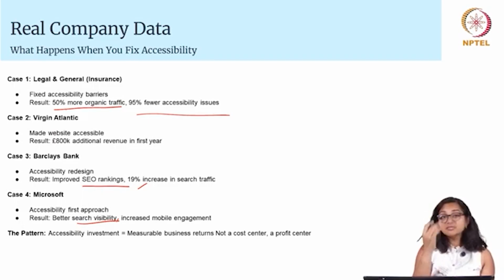So, the pattern that we see in these examples is that accessibility investment is always going to give you good and measurable economic and business returns. It's not a cost center, it's a profit center.